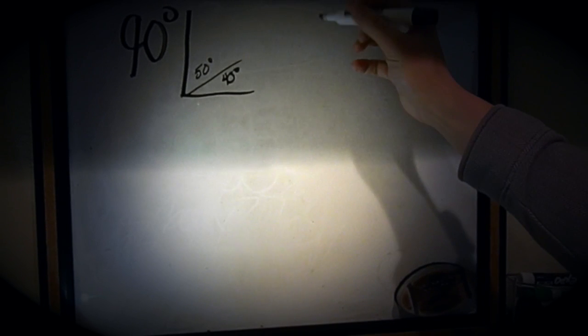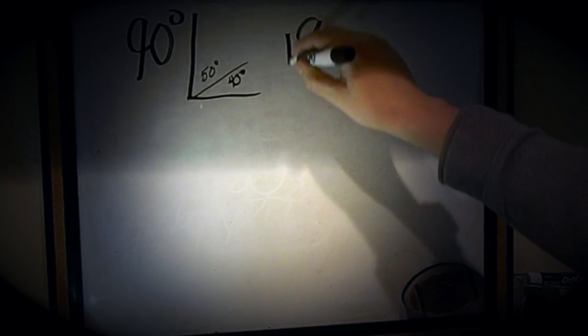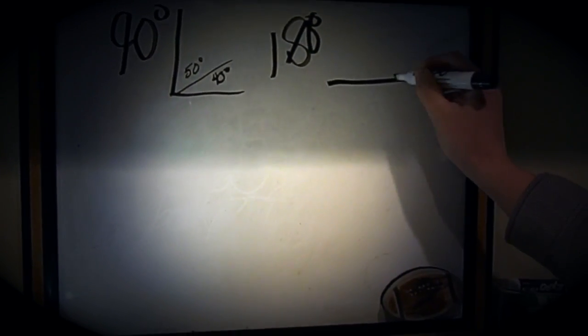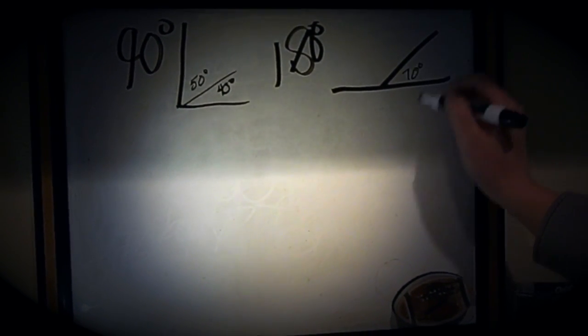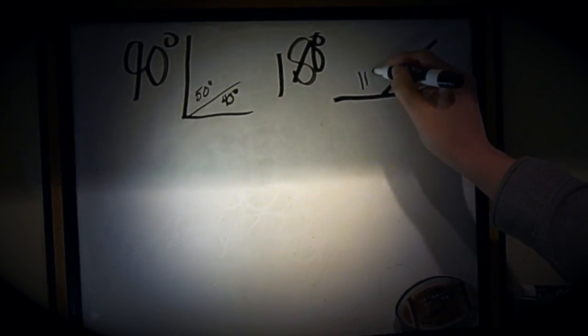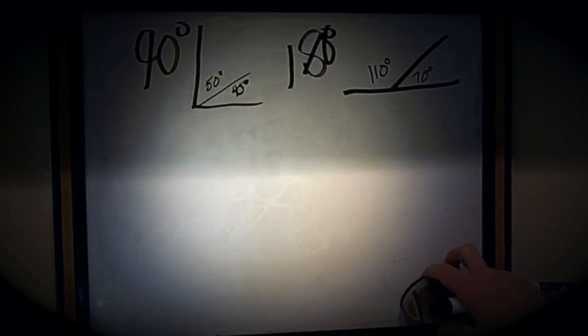The other one that we learned was supplementary. Remember, you could turn the S into an 8 to help you remember that supplementary adds up to 180 degrees. An example problem would look something like this. If this angle is 70 degrees, what's that one? It would have to be 110 degrees, so that way they add up to 180.